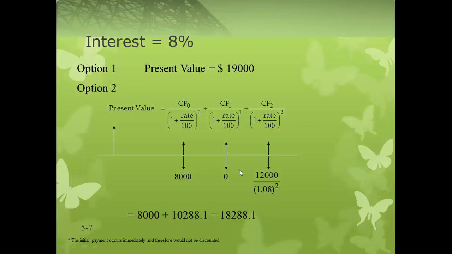Compare the two present values. Which option is better for us? The second option is better because we're paying less. The present value of the two payments is lower than the present value of a single payment of 19,000. So we will choose to take the second option.